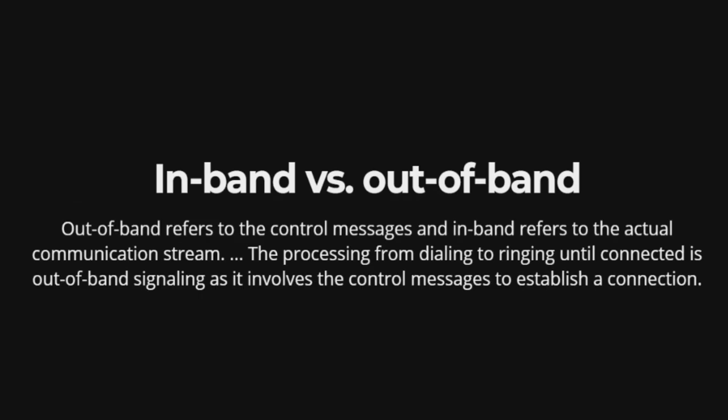In-band versus out-of-band. Out-of-band refers to the control messages and in-band refers to the actual communication stream. The processing from dialing to ringing until connected is out-of-band signaling as it involves the control messages to establish a connection.